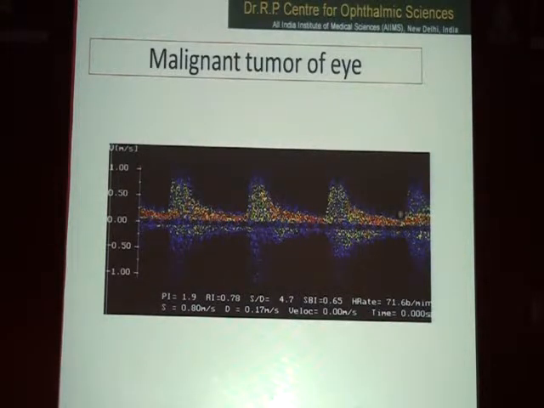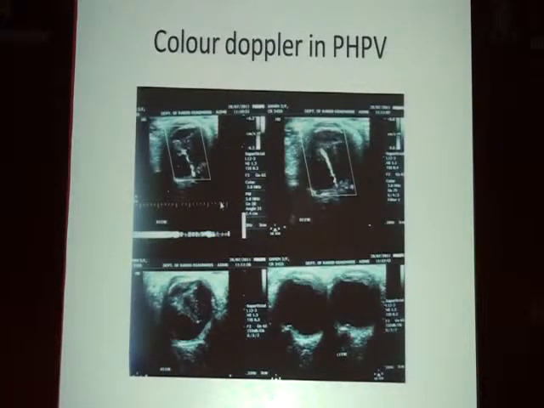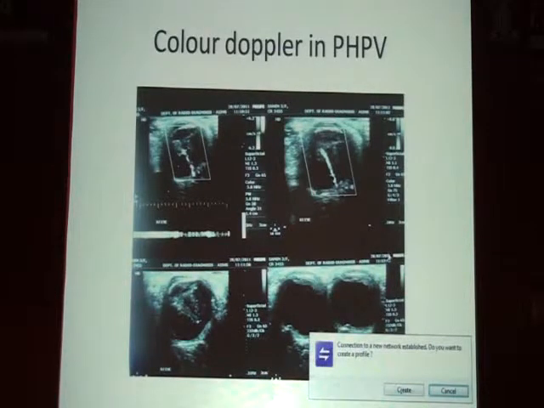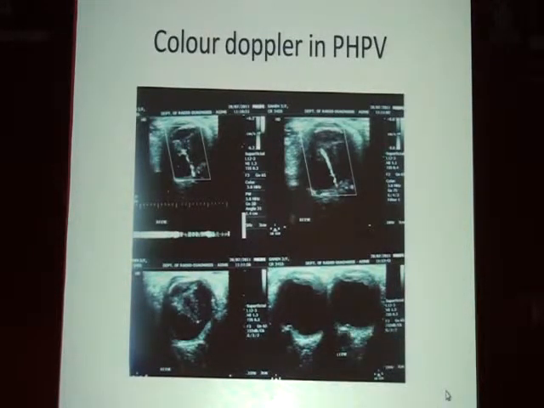Now, this is an example where if there is a malignant tumor of the eye, the amplitude simply increases because tumors tend to be more vascular. So this can also be picked up on color Doppler. Another indication of color Doppler, of course it's not specific for orbital tumors, but it is nevertheless important, is the differentiation between PHPV and retinoblastoma in many cases. PHPV shows up as a very nice band and with vascularity inside, because of the persistent hyaloid vasculature, which is not seen in retinoblastoma.